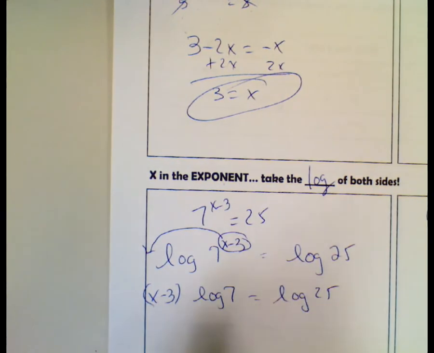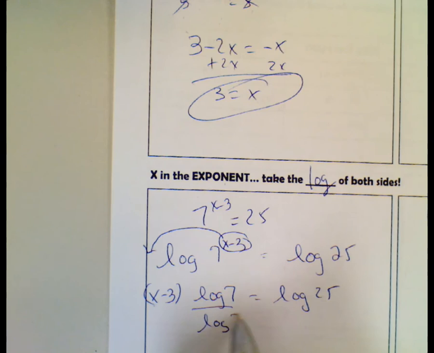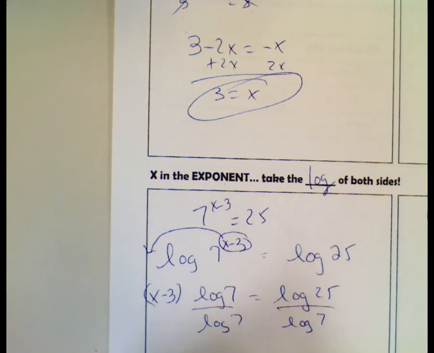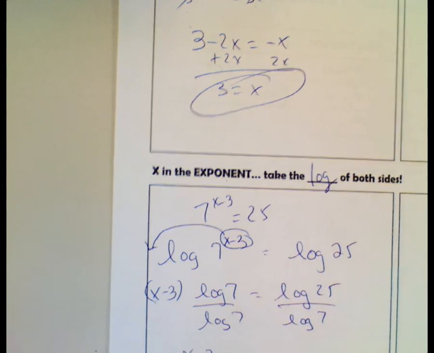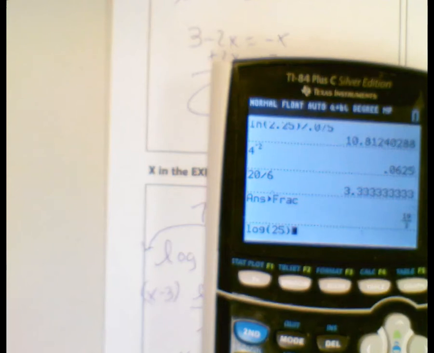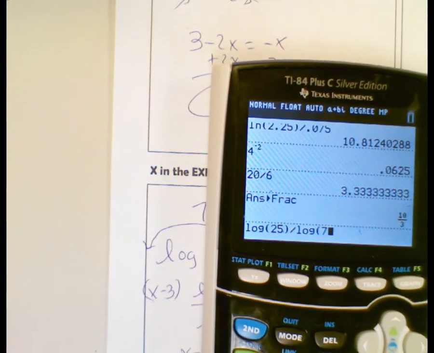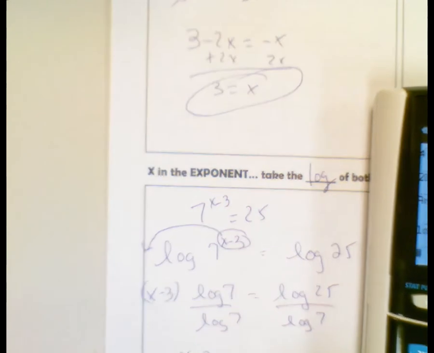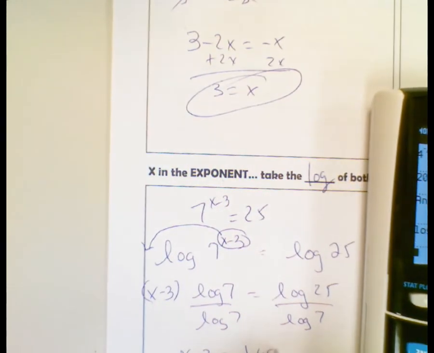And we're solving for x, so the first thing I would want to do is get rid of this log. Just remember, log of 7 is just a decimal. Let's just get rid of that. X minus 3 equals log 25 divided by log 7. That's about 1.6542.